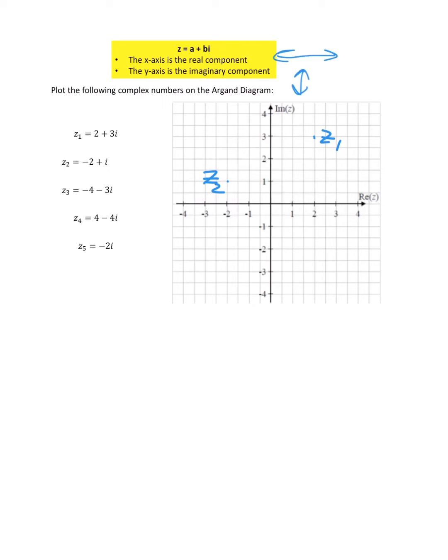Now, z3, I have minus 4 minus 3i. So I'm going across to minus 4, then down to 3. So it'll be here, and that is z3. z4 then, I have 4 minus 4i. So across to 4, then down to minus 4, and I have this point here. That is z4. Finally then, I have minus 2i. So I have no real component, so I'm not going across at all. I'm just going straight down to minus 2 here. So that will be z5.